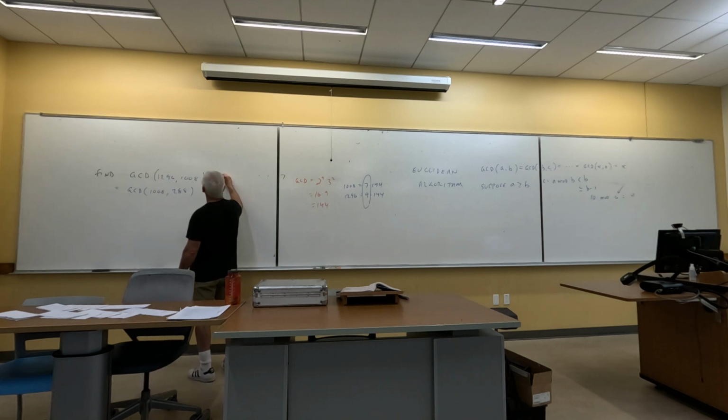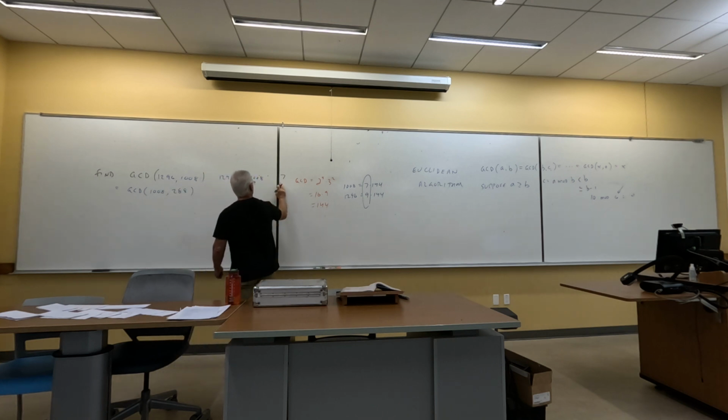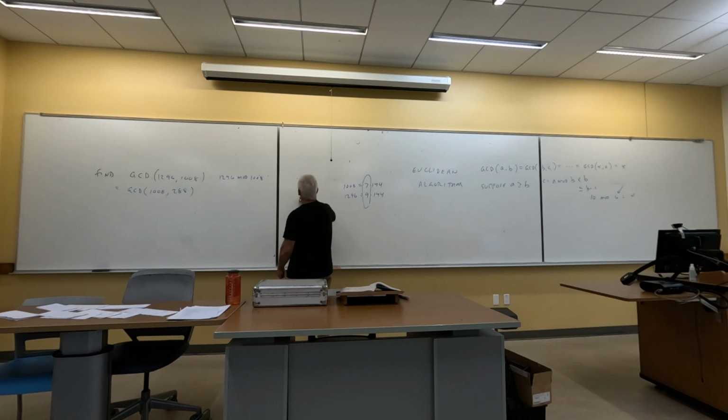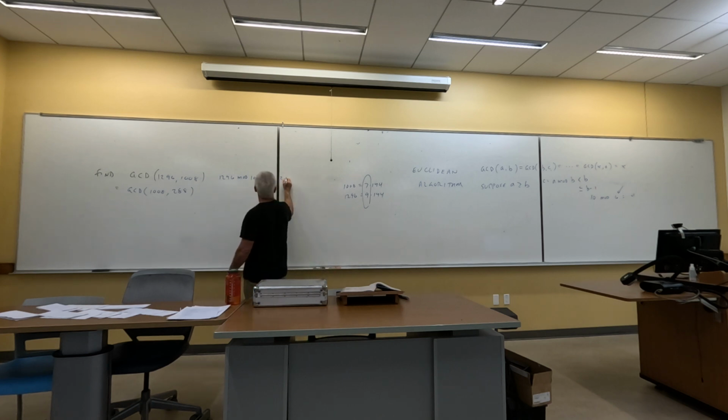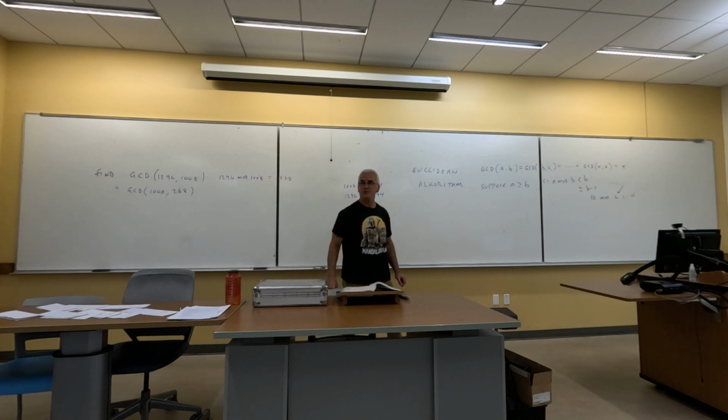Now how did I do that? Actually, that was 1296 mod 1008. I'm going to write it over on the side so you know exactly where the numbers came from, because it's not always going to be as easy as just subtracting those two numbers. Okay? Because now, how many times does 288 go into 1008?